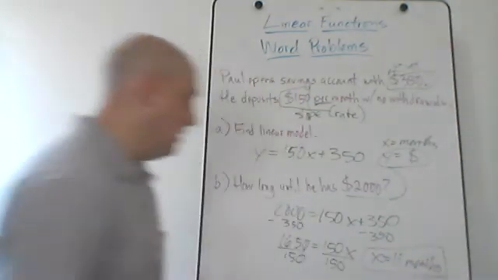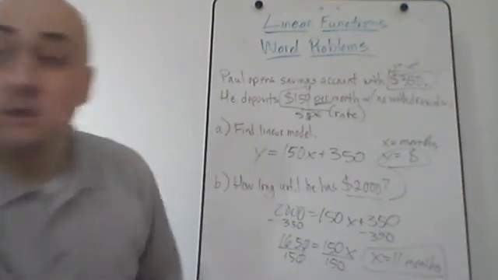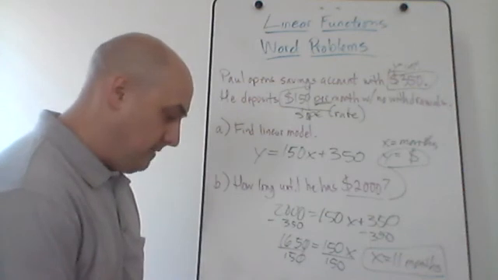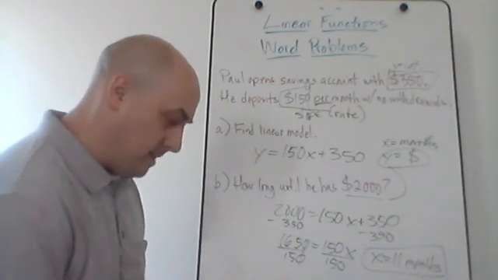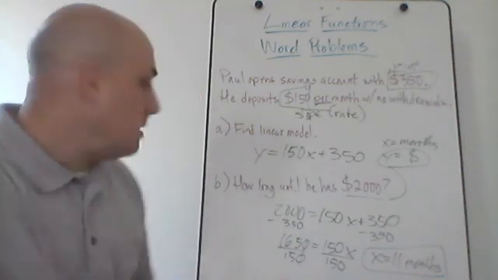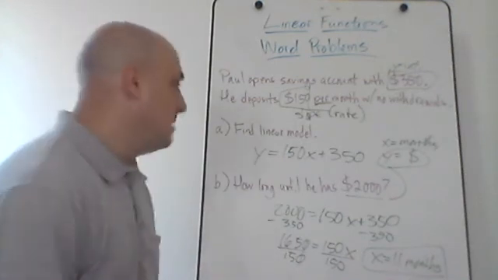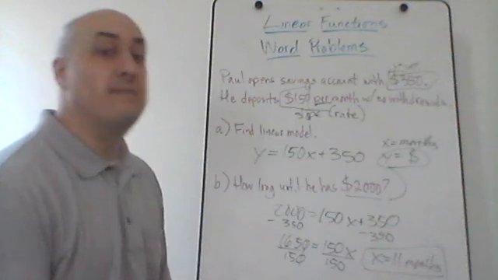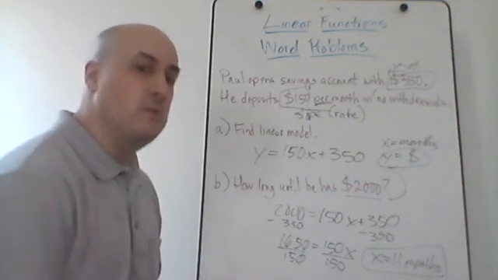So x equals 11 months. I believe that equals 11, although I do have a calculator here, so let me just real quick check that out. 1650 divided by 150, yes, is 11. Good. Okay, so it's going to take him 11 months until he reaches $2,000. And remember, the answer to this is not just 11, it's 11 months. It's a length of time, so put the units on your answers.